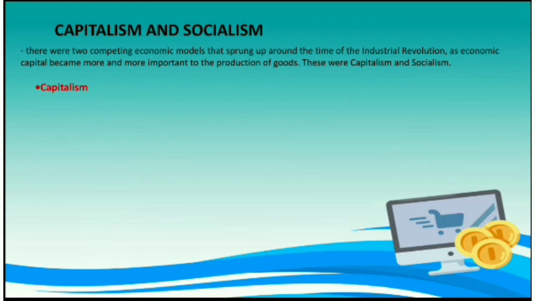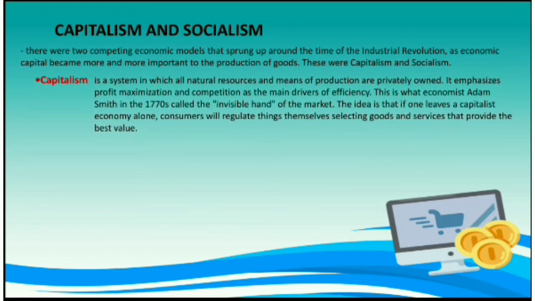Capitalism is a system in which all natural resources and means of production are privately owned. It emphasizes profit maximization and competition as the main drivers of efficiency. This is what economist Adam Smith in the 1770s called the invisible hand of the market. The idea is that if one leaves a capitalist economy alone, consumers will regulate things themselves, selecting goods and services that provide the best value.